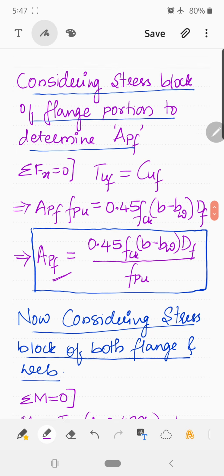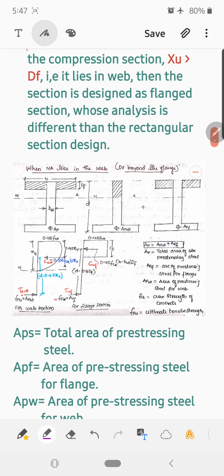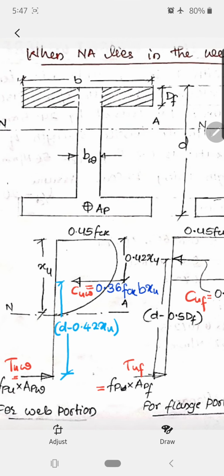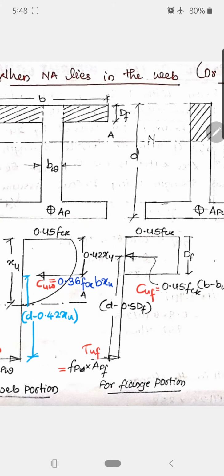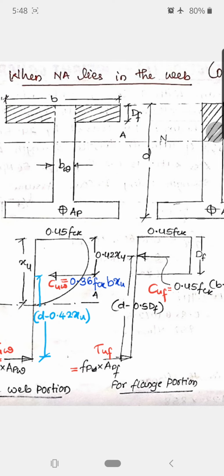APF will give you 0.45 FCK (B minus BW) into DF divided by FPU, which is the equation for area of prestressing steel for flange. Now considering the stress block for both flange and web, the moment of resistance for the entire section is the sum of moment due to this couple plus moment due to this couple, that is, moment due to couple for web portion plus moment due to couple for the flange portion.